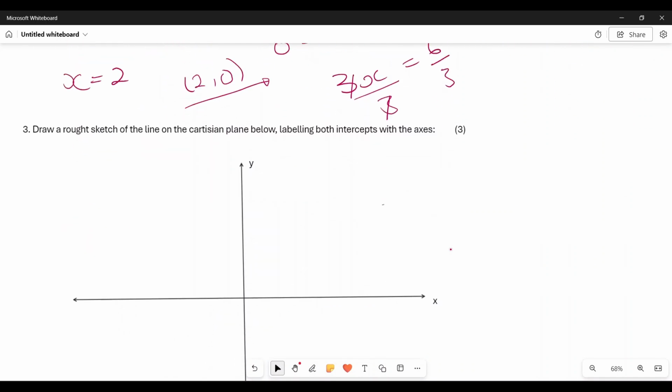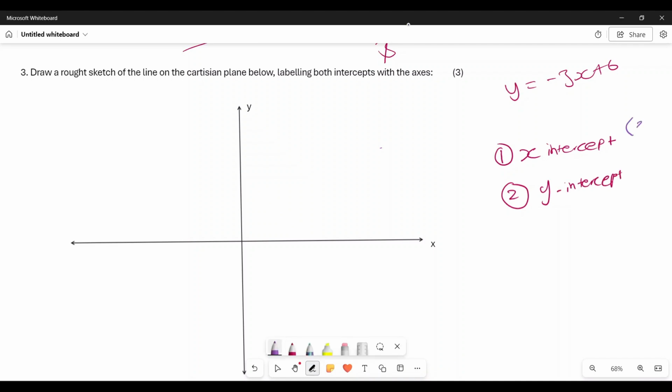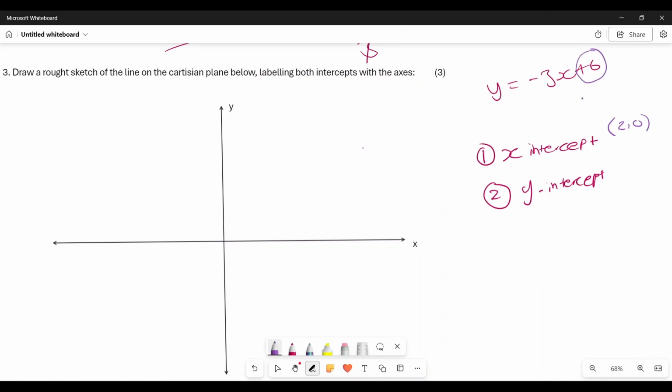Now here, let me write down the equation that I was given. I was given minus 3x plus 6, so let me write it here: y equals minus 3x plus 6. Whenever you're sketching your graph, you should make sure that these two things are there. You first start by plotting your x-intercept, then you move on to plotting your y-intercept. Our x-intercept coordinates, remember, are 2 and 0. Our y-intercept, remember, is this value here.